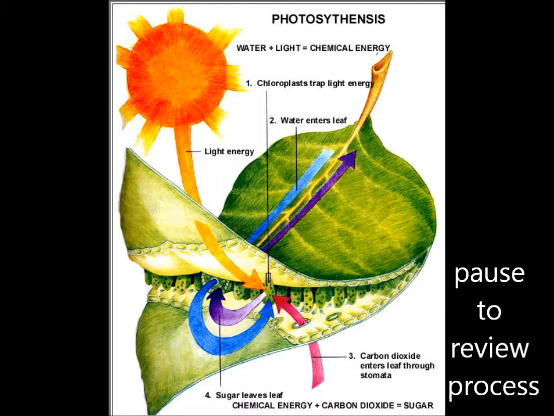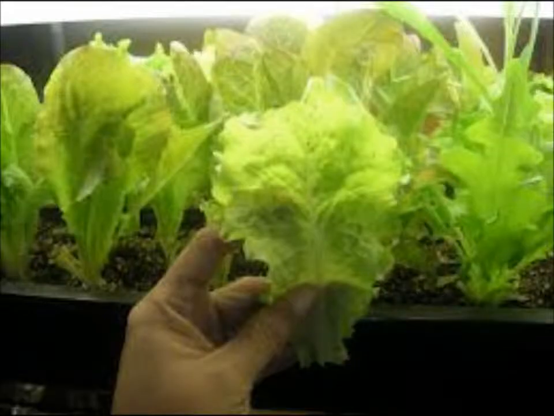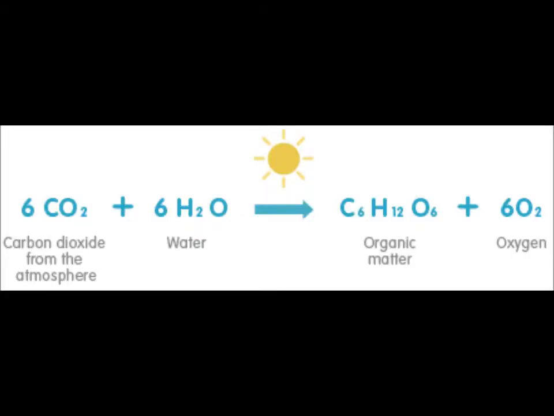Sugar may also be stored in some part of the plant. For example, it could be stored in bananas or grapes. It can also be stored in stems and leaves. Here's what photosynthesis looks like. The chemical equation is read: 6 molecules of carbon dioxide added to 6 molecules of water combined to produce 1 molecule of glucose and 6 molecules of oxygen.